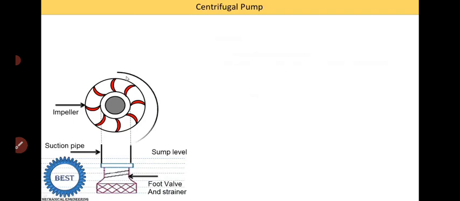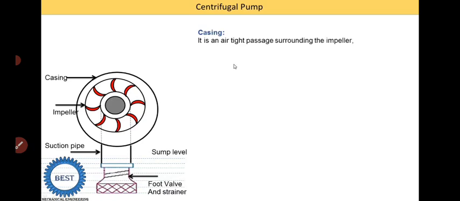Now this third part is the casing. Any system or component has an outer body, and it is known as the casing. So in a centrifugal pump there are various types of casing used. But if you want to learn the various types of casing, then I request you to watch my video on classification of centrifugal pump. So here I am writing a few points about this casing. It is an airtight passage surrounding the impeller. It is a completely airtight passage, and it surrounds the impeller.